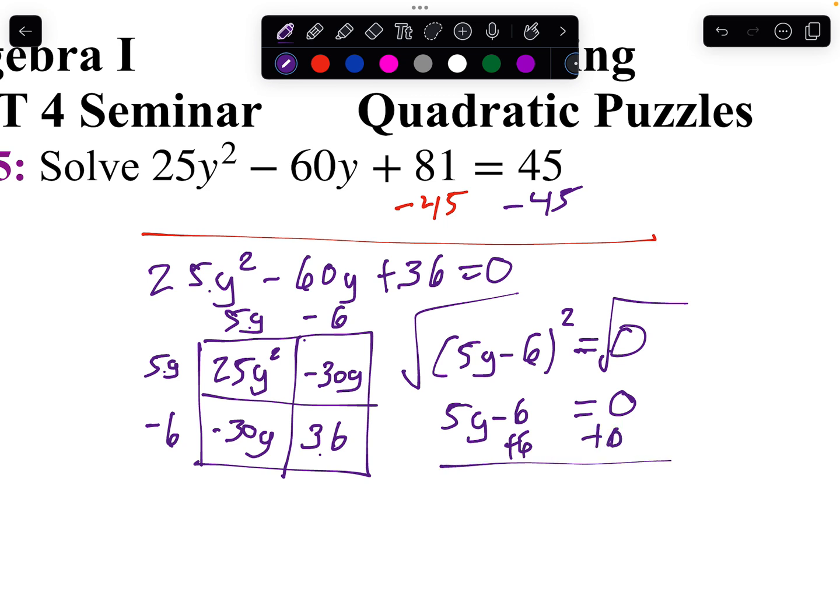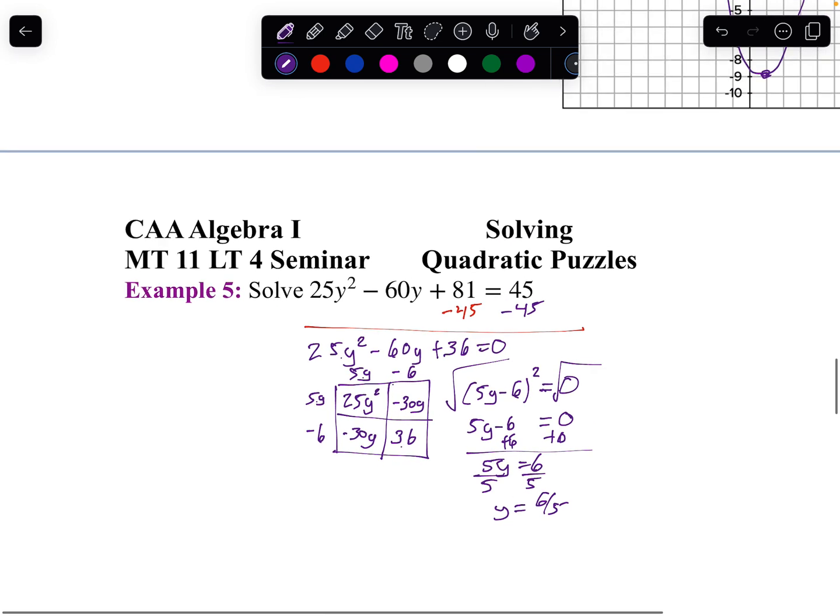When you solve it by factoring, we want fraction answers. So we divide by 5. So y equals 6/5. This is a double root. You can graph that and see if it actually just touches once at 6/5, and indeed it does.